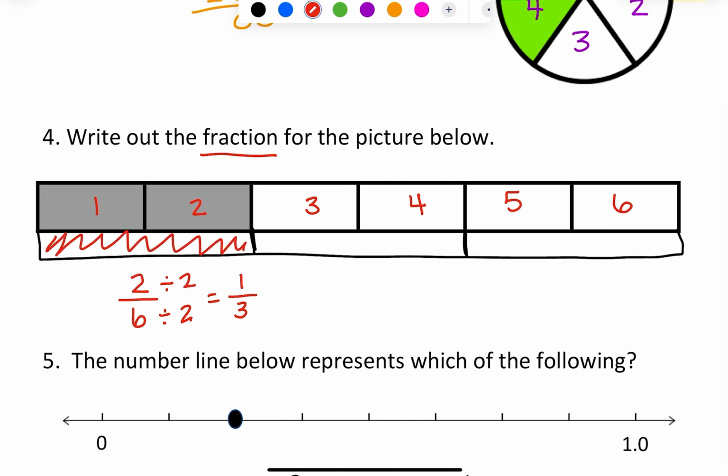And that equals the same amount in both pieces. So we have the same amount, but in the top one, I have 2 out of 6, and in the bottom one, I have 1 out of 3. So that's why 2/6 and 1/3 are equivalent.